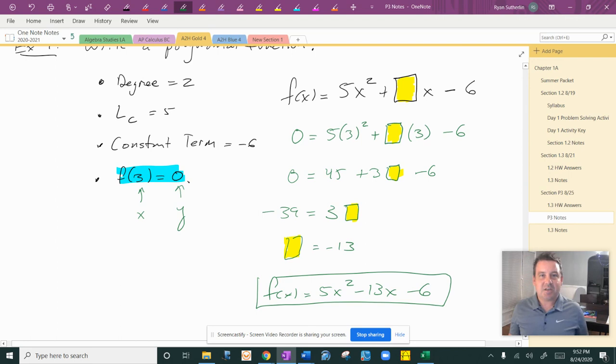So hopefully you find this section pretty straightforward, maybe not as complex as solving the rational equations, or definitely not as complex as the application problems that we've been doing. It really just is knowing some vocabulary and then being able to perform some operations with those polynomials.